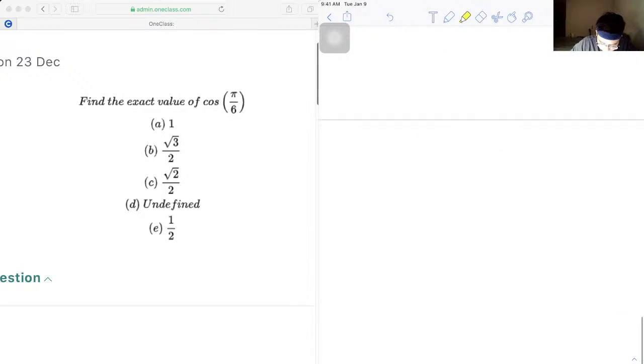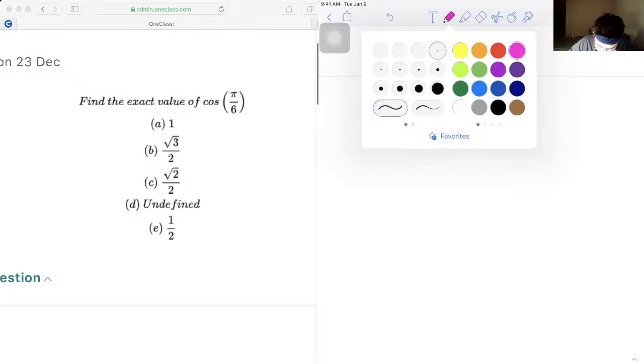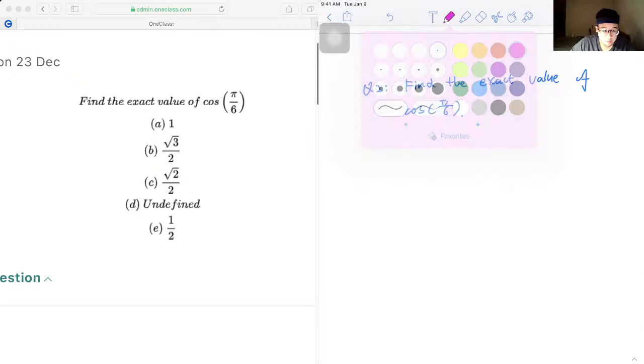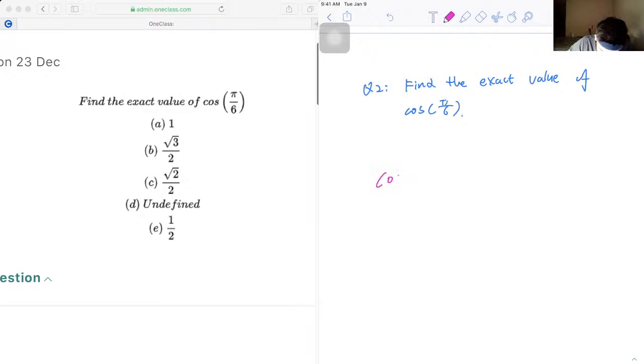Okay, so the second question for today. Question 2: we need to find the exact value of cosine pi over 6.